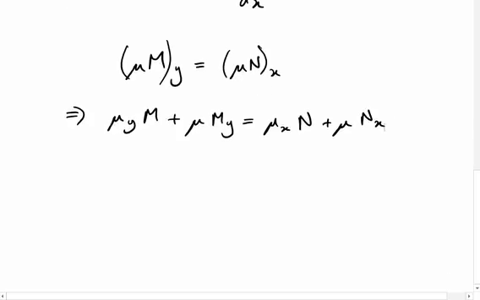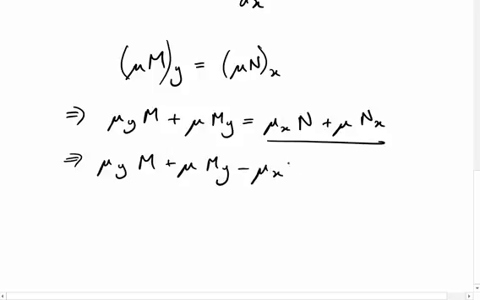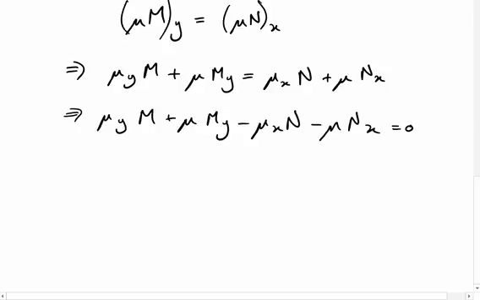Okay, now what I'm going to do is get all the terms on one side, because what I want to basically do is try and come up with an equation for mu which I can solve. So I've got mu y times M plus mu times M y, and then I'll take these two terms on the other side, so I end up with minus mu x times N minus mu times N x, and that's all going to be equal to 0. Okay, so this is what I end up with now.